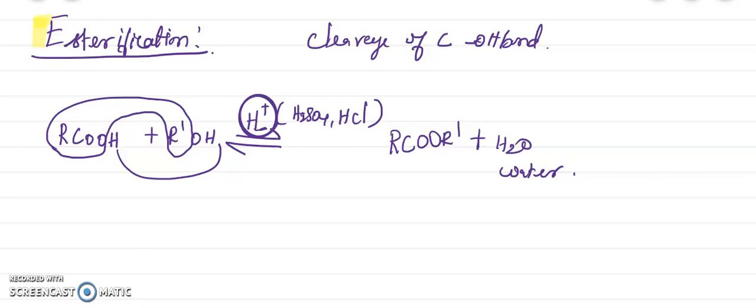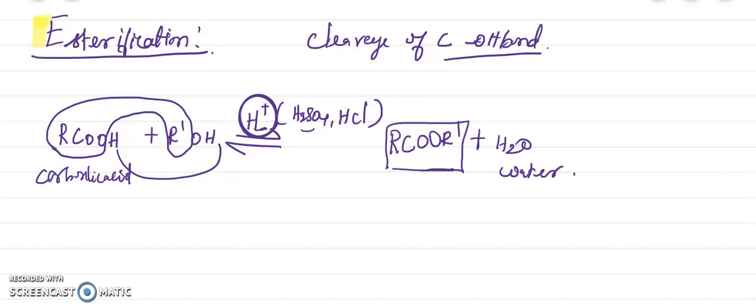So today we are going to discuss the topic of esterification with the cleavage of the C-OH bond. We are going to discuss the esterification mechanism with the starting material carboxylic acid and also the alcohol, whether you take a phenol or any other aliphatic alcohol, in the presence of acid. So what will you get? You will get the product of esterification.